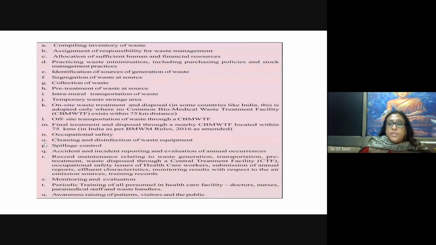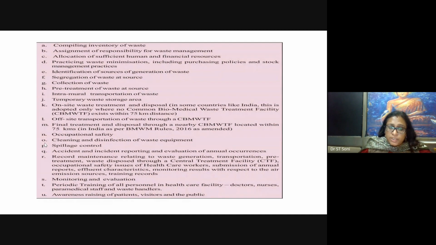Then on-site disposal of this waste, that is within the common biomedical waste treatment facility, is supposed to be within 75 kilometers of the area. Off-site transportation through the common biomedical waste treatment facility, and occupational safety are also very, very important. Cleaning and disinfection of the waste is very, very important wherever it is mandated, like for microbiology laboratory waste and blood bank waste. Before submitting it to the common biomedical waste treatment facility, we are supposed to pre-treat the waste.